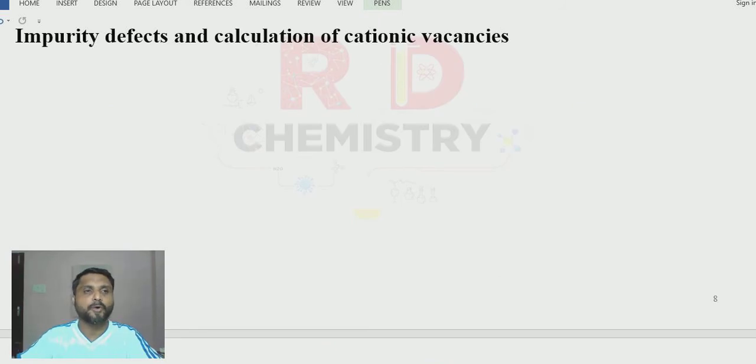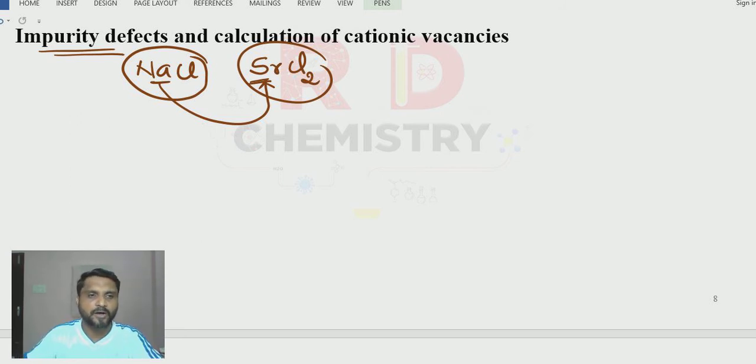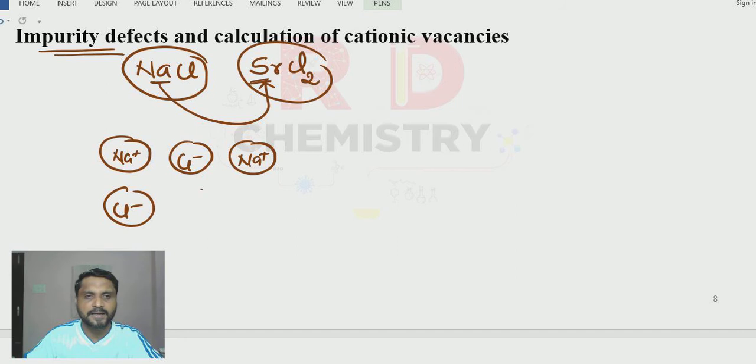And one of the important defects to solve the problem is the impurity defect. Now what is the impurity defect? Suppose I have got sodium chloride. While crystallizing sodium chloride, suppose there are strontium chloride impurities. Some of these sodium ions can be replaced by the strontium. So we'll get impurity defect. That means the extra element, a new element, comes into the crystal lattice of sodium chloride. So I've got here sodium Na plus. I'm assuming an ideal crystal of sodium chloride. So this is the sodium here, and here let it be chloride.